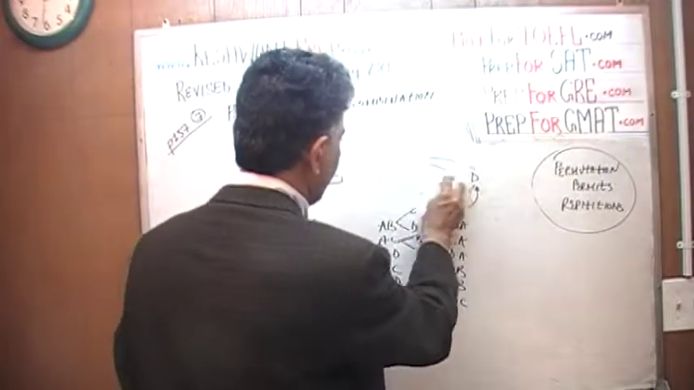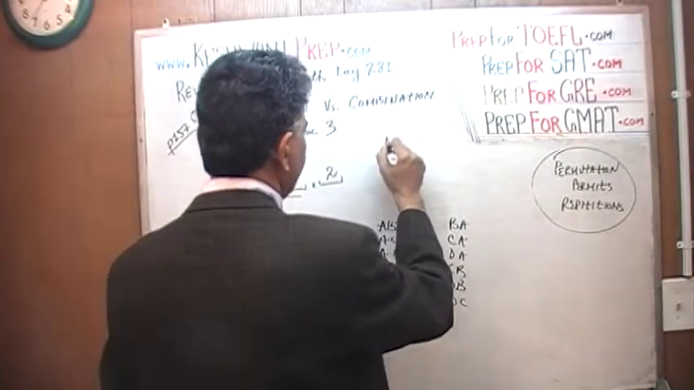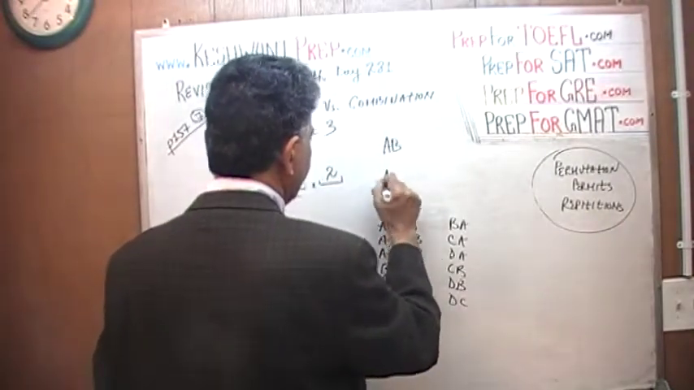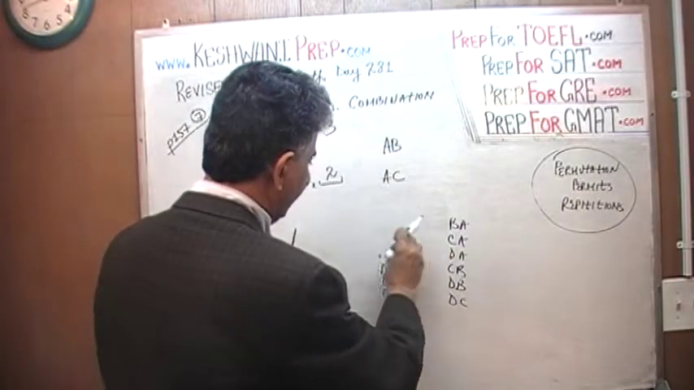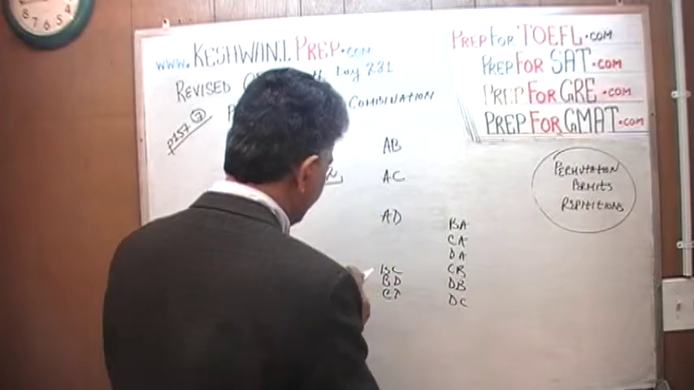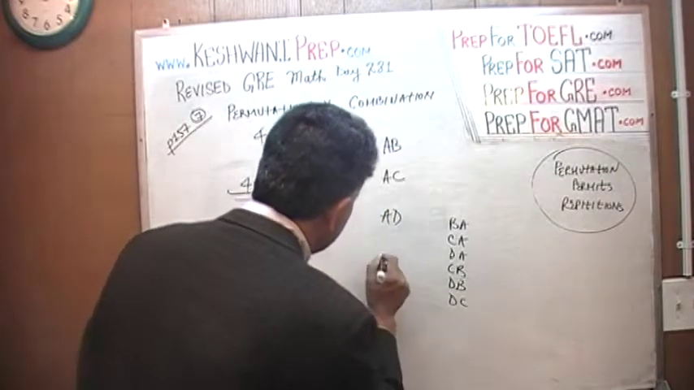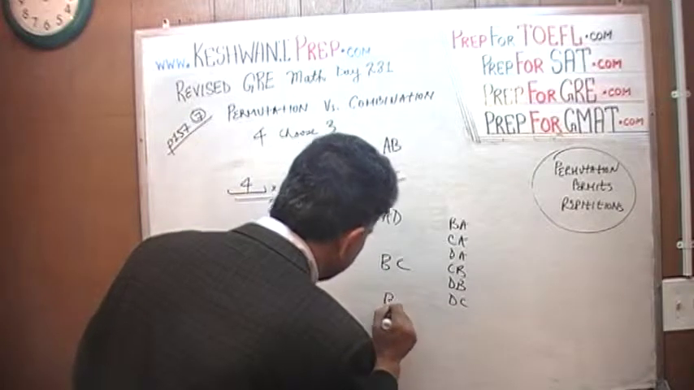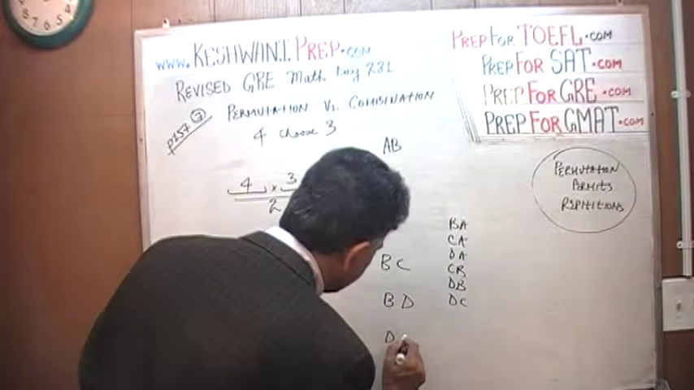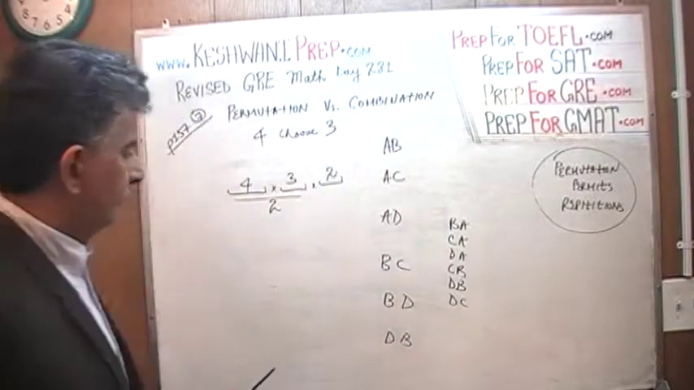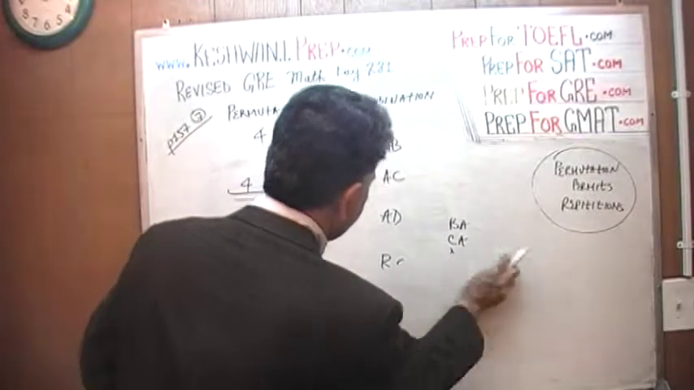See what happens here. I'm going to rewrite these things in a little bit bigger letters so we can see it. A, B, A, C, A, D, B, C, B, D, and D, B. I don't remember what the last one was. Let me redo it.